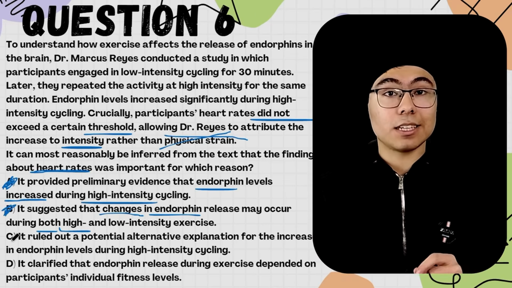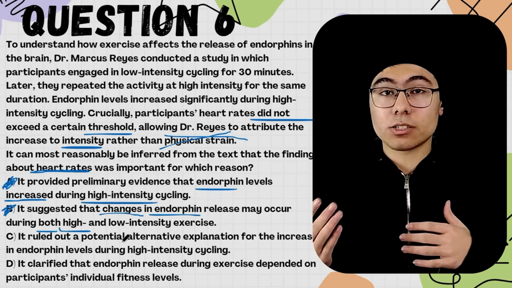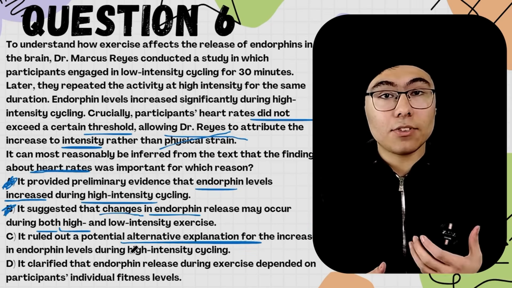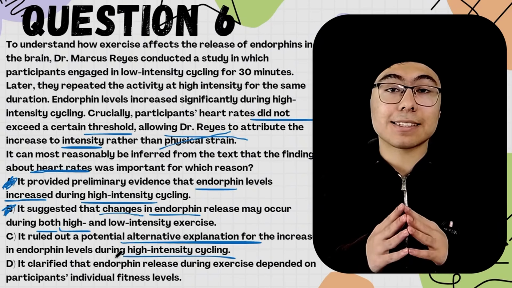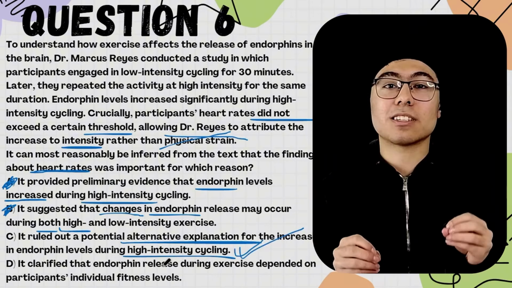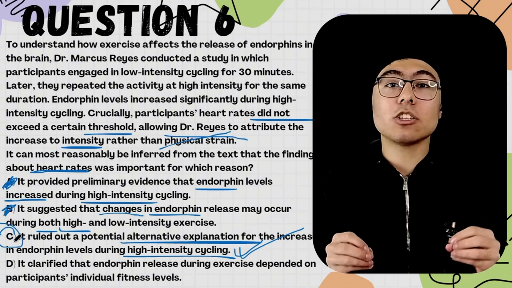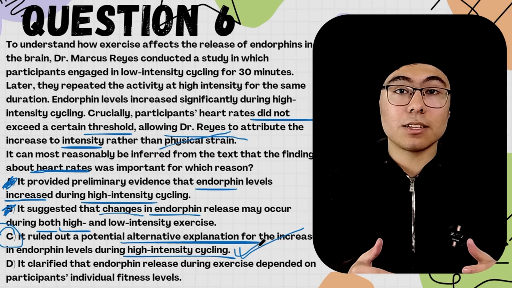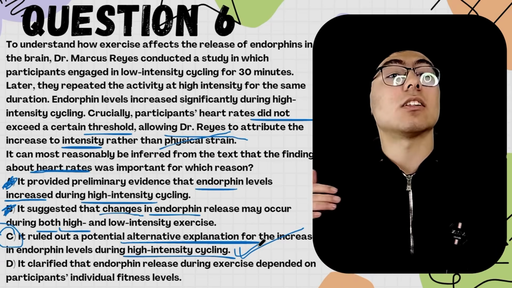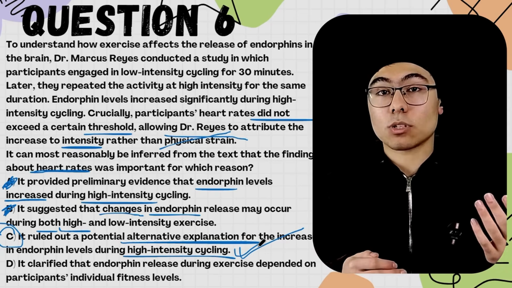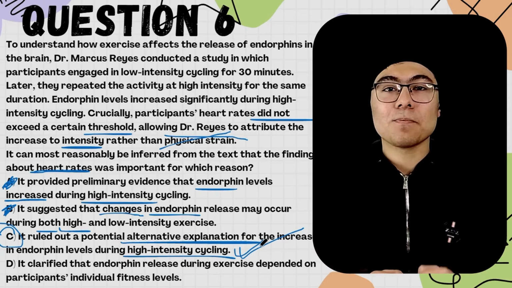So choice C, it ruled out a potential alternative explanation for the increase in endorphin levels during high intensity cycling. Bingo, this is exactly what the passage is saying. The heart rate didn't go past a certain level, so the increase in endorphins couldn't be from physical strain, as Dr. Reyes was able to rule that out, and this is the right answer.